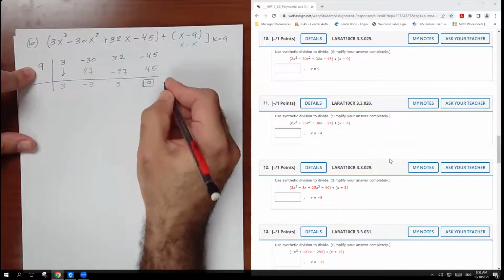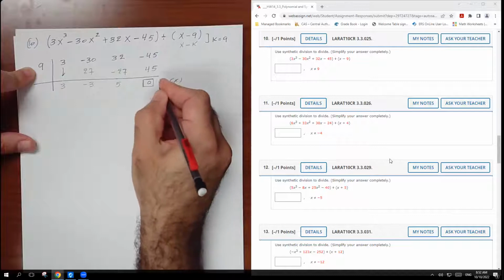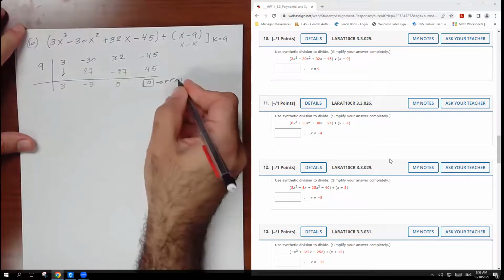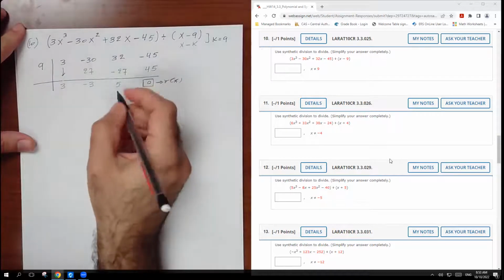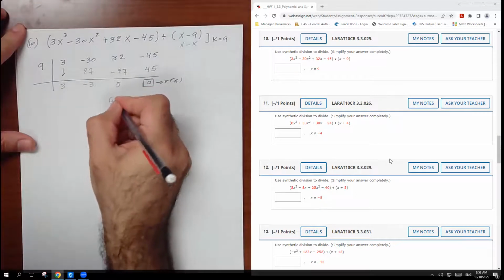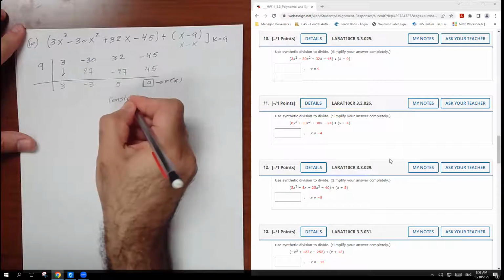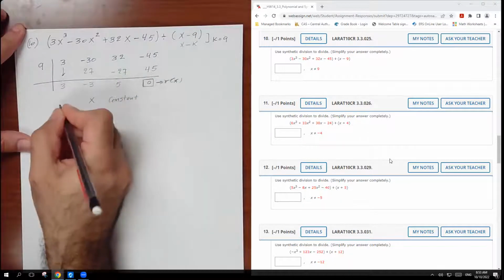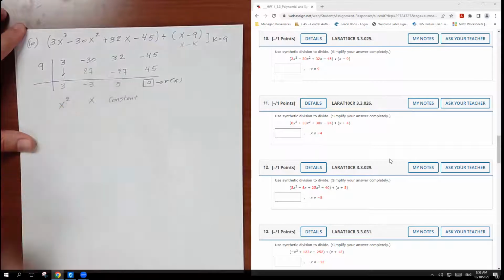That means R of x is 0. This is the remainder. R of x is 0. And this is the constant. This is the coefficient of x. This is the coefficient of x squared. That means what they ask us here is just to write down the result. Okay.